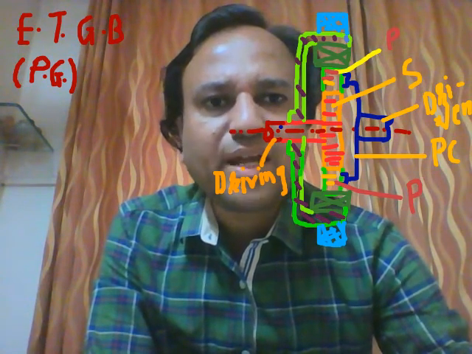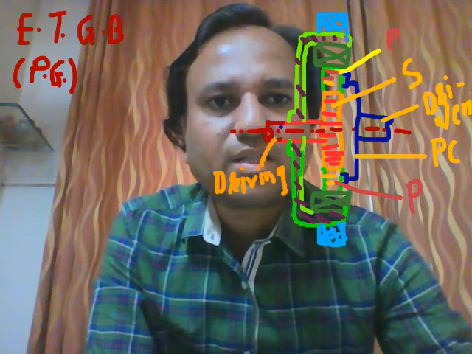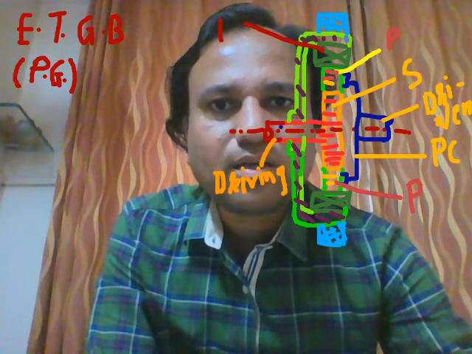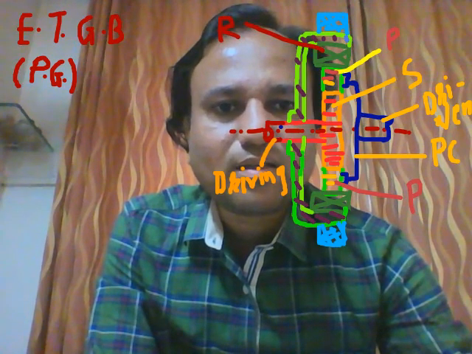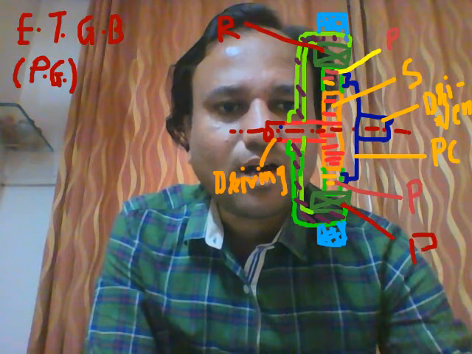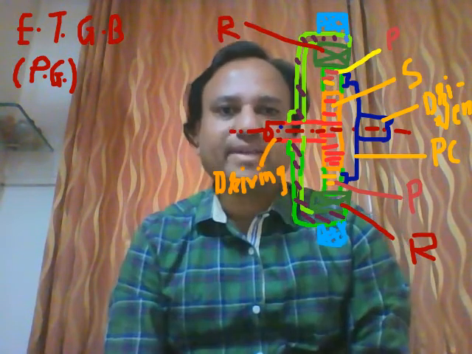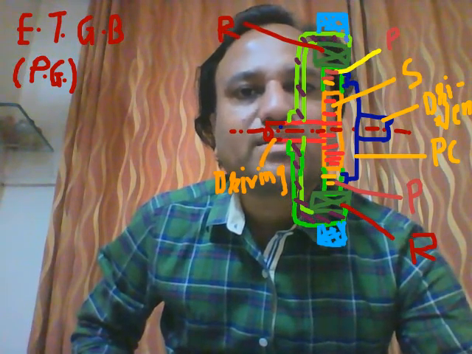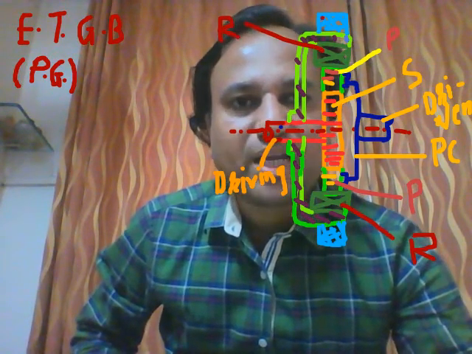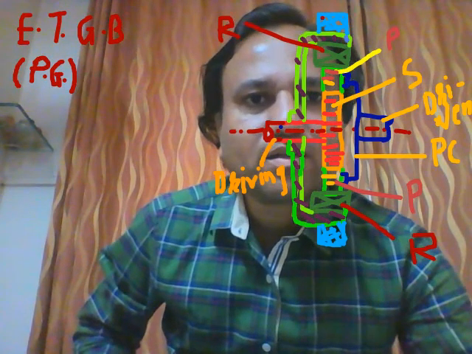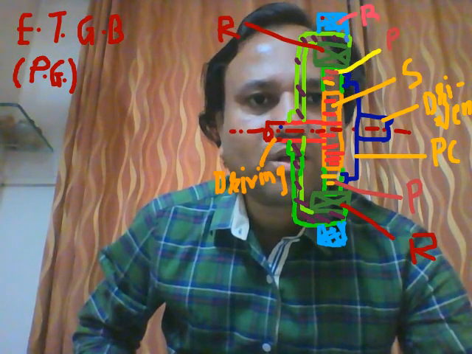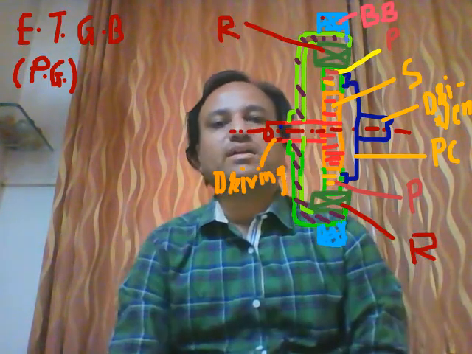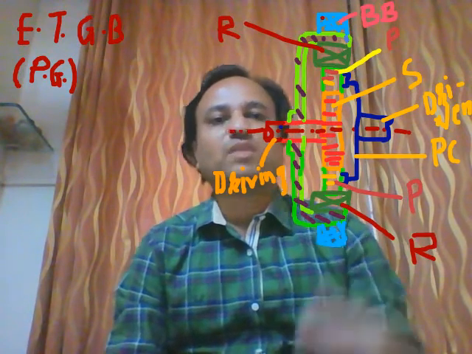See student, this planet gear is further connected to a ring gear. R is the notation I am using for the ring gear. Further, this ring gear has a connection to the band brake. The band brake has an important function during the engagement and disengagement of the driving and driven shaft, which we will discuss later.